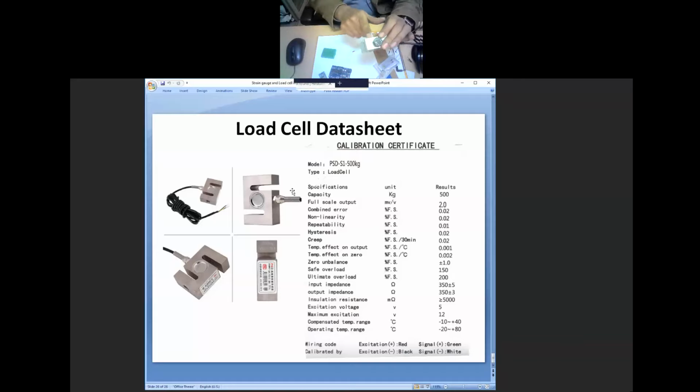Why is it S-shaped? It is S-shaped because in S-shape it can measure both tensile as well as compressive. If I compress it, I can measure it. If I put it like this, tensile, again I can measure it. So it is for both directions. It is S-type load cell.